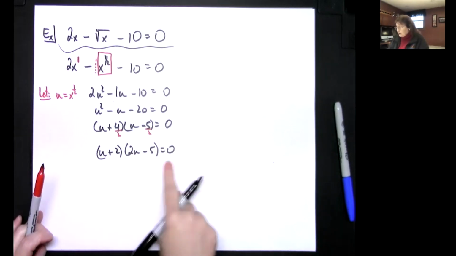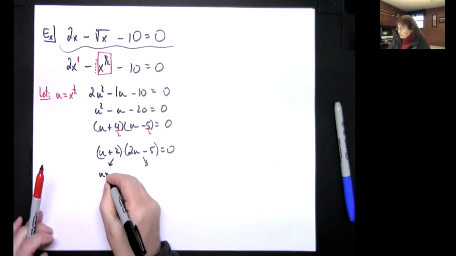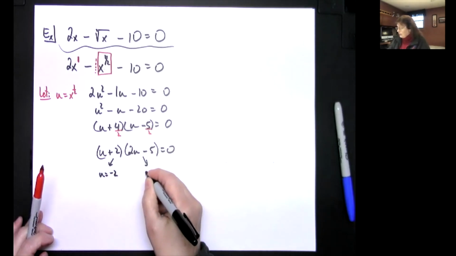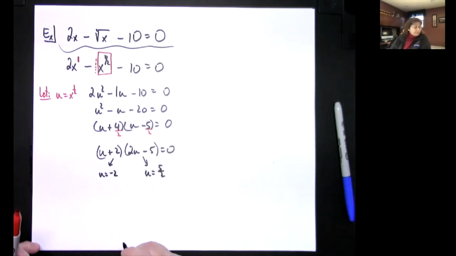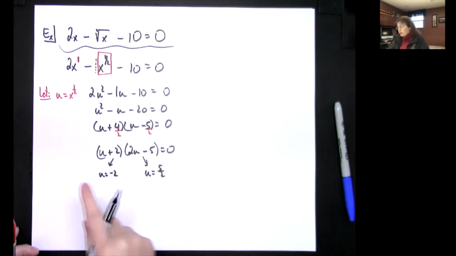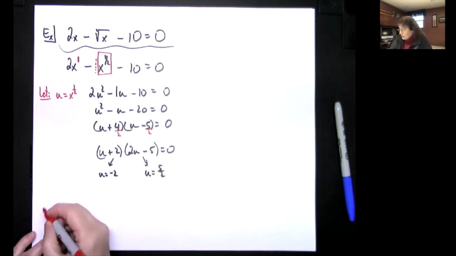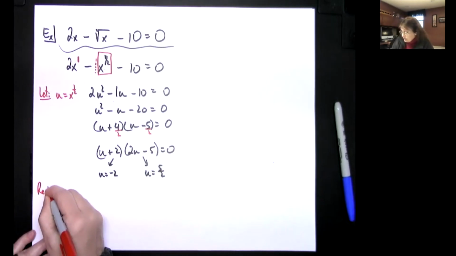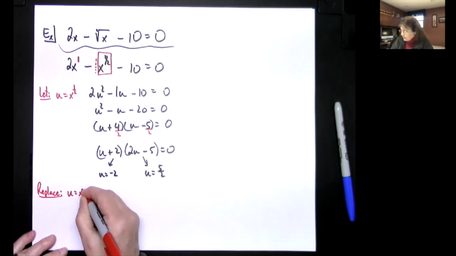Now again, set both of these equal to 0. So that one's going to be u is equal to negative 2. This one, I'm hoping at this point you can do in your head: u is equal to 5/2. At that point we put our x back in, because we want it in terms of x, not in terms of u. At this point you're in terms of u, so we're going to replace u, which equals x to the 1/2 power.